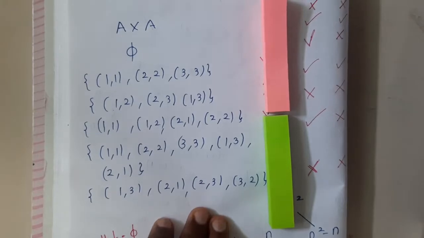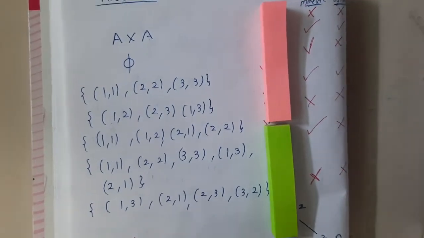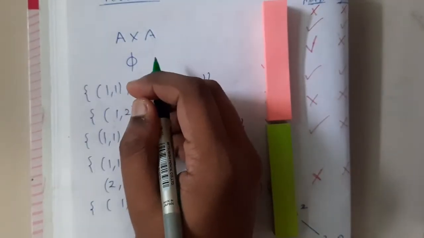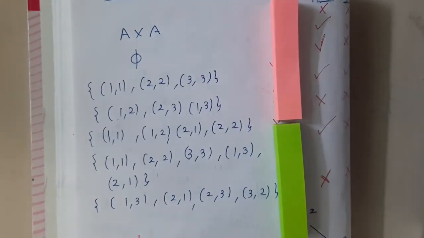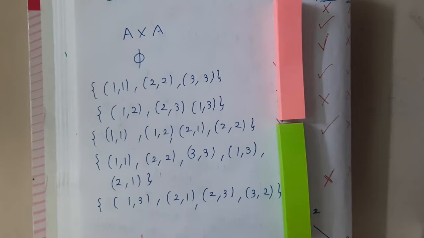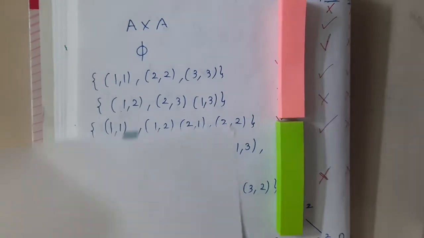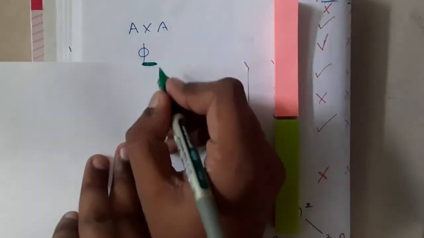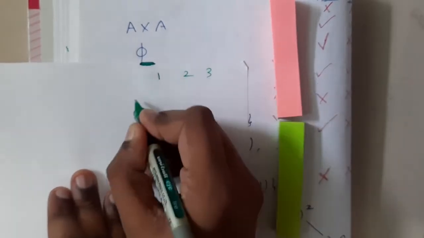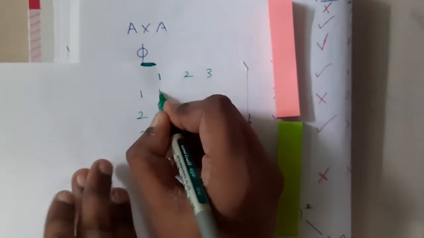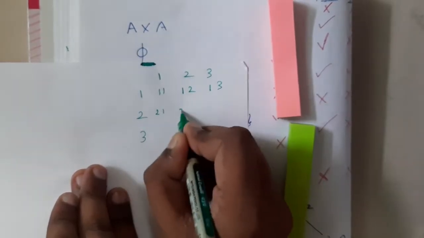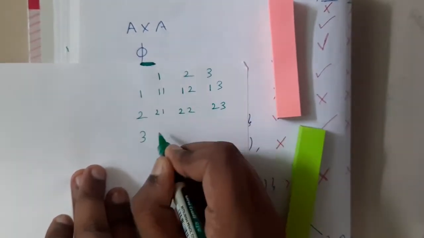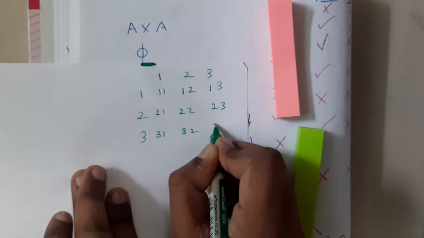Observe carefully, guys. What is a symmetry? If you try to draw that diagram, how can you draw it? Just give me a second, I'll be drawing it here. Let us take 1, 2, 3 and 1, 2, 3: 1 1, 1 2, 1 3, 2 1, 2 2, 2 3, 3 1, 3 2, 3 3.